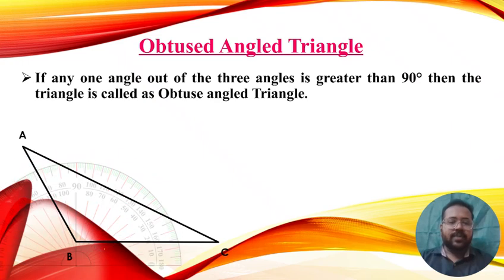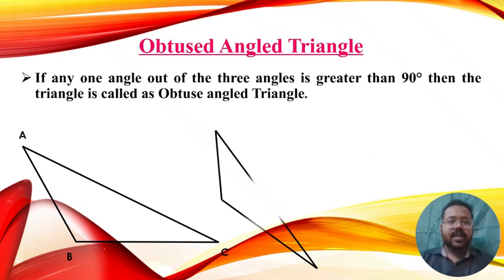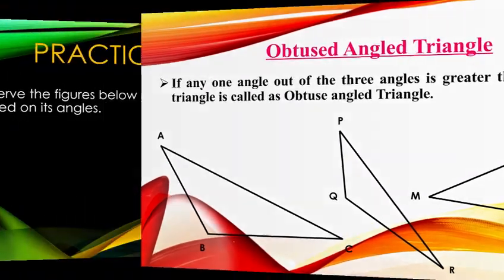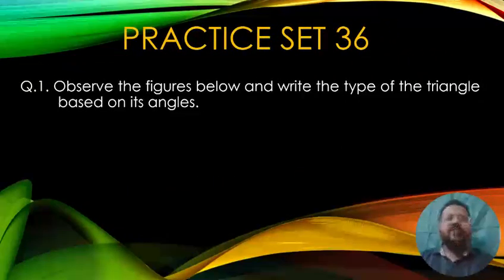Let's observe the remaining two figures. This is triangle PQR and this is triangle LMN. Both of these are obtuse angled triangles. Here is a test for you from practice set 36. Observe the figures below and write the type of the triangle based on its angles.